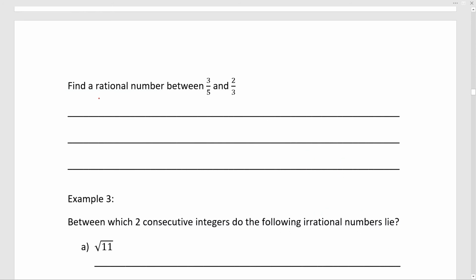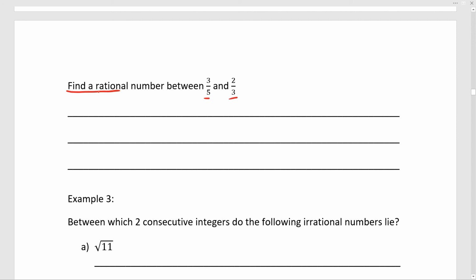One of the applications of understanding a rational versus an irrational number is when you are asked to find a rational number between two other rational numbers. Okay, so what we're going to do here is we're going to use our primary school skills to find an LCD between these two numbers.